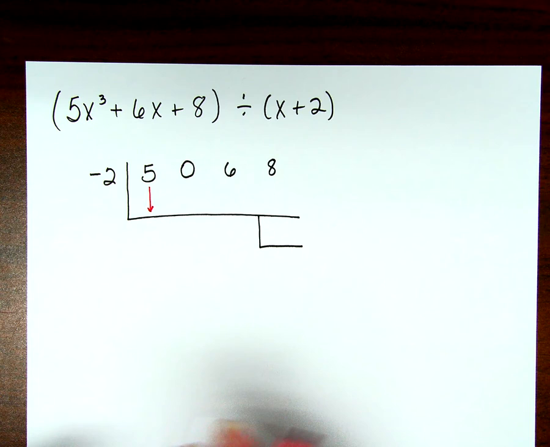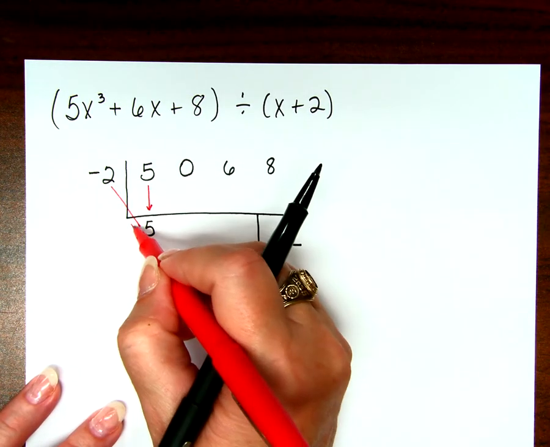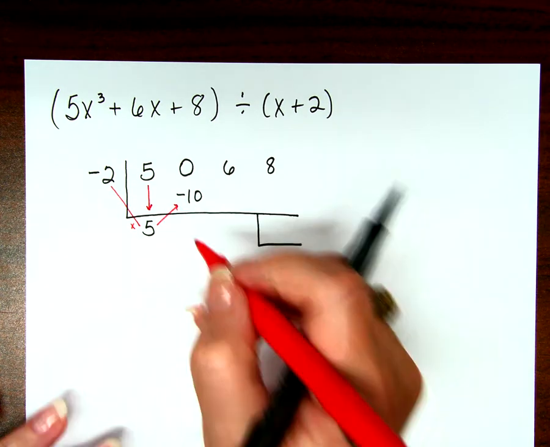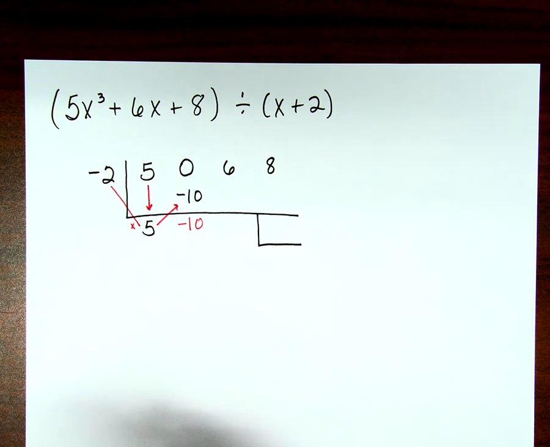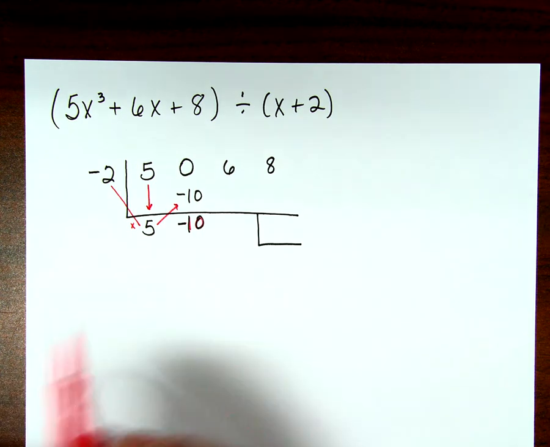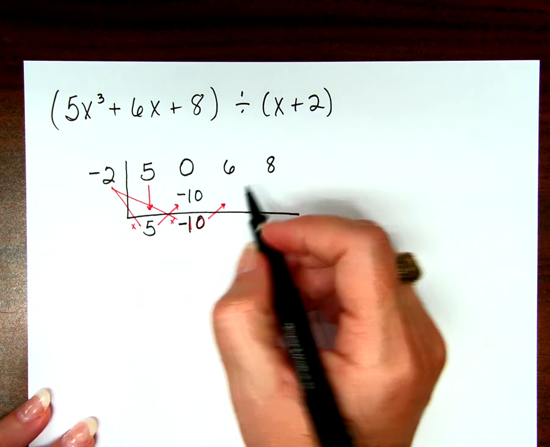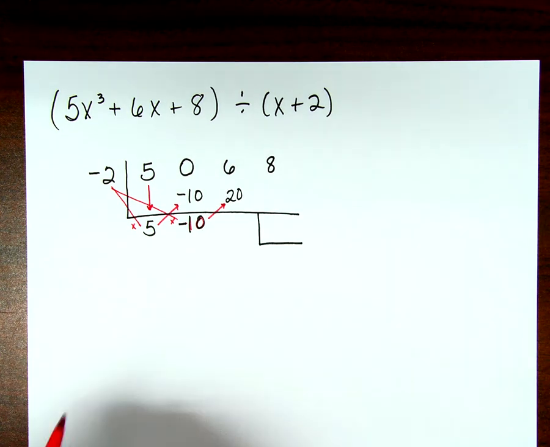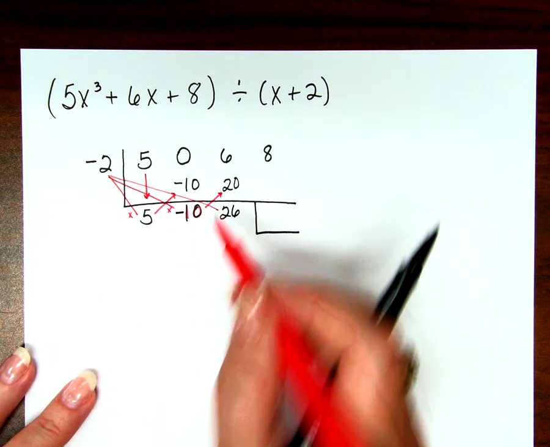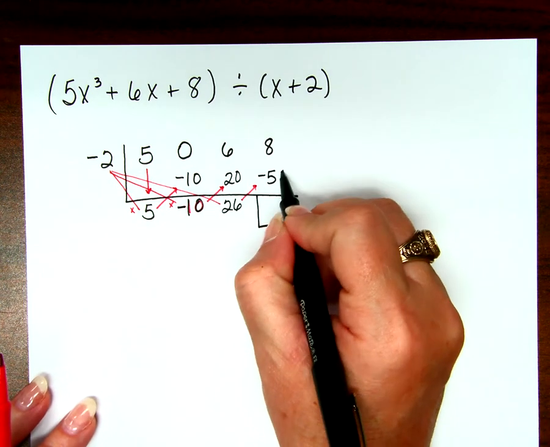Whatever that first term is, bring it straight down. Multiply. Write it here. Add. Oh man, I wrote it in the wrong color. I know you don't care about that. Multiply. Write it right here. Add. Multiply. Write it right here. Add.